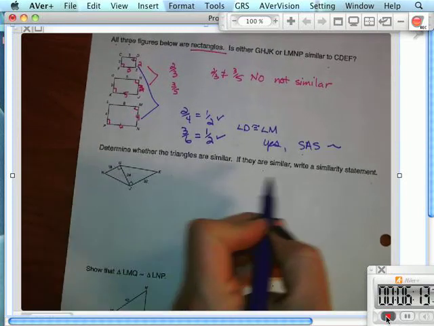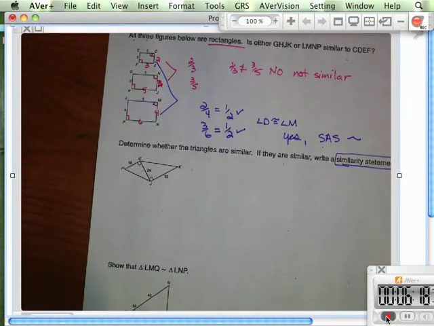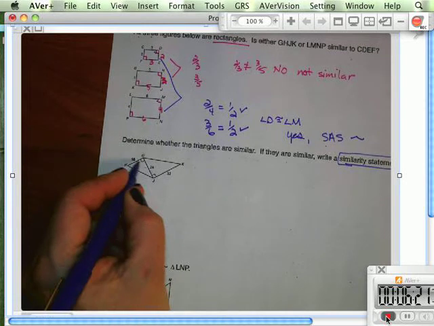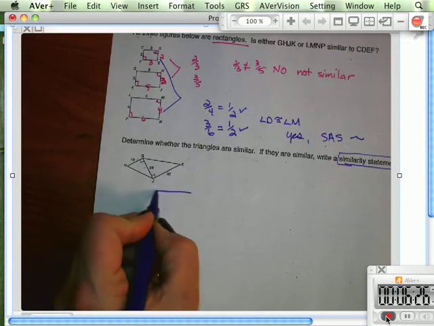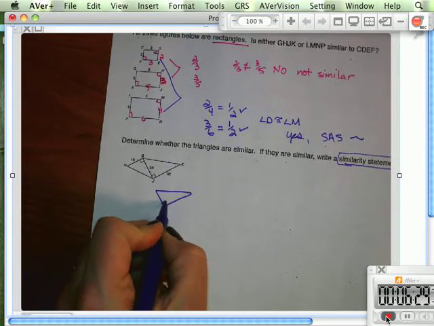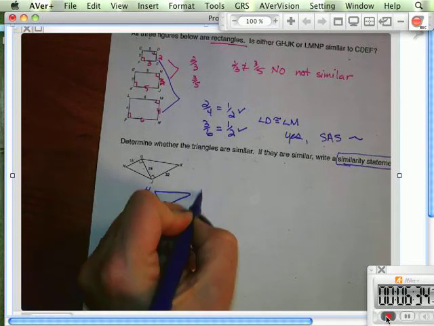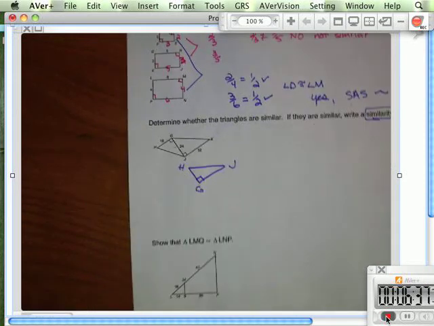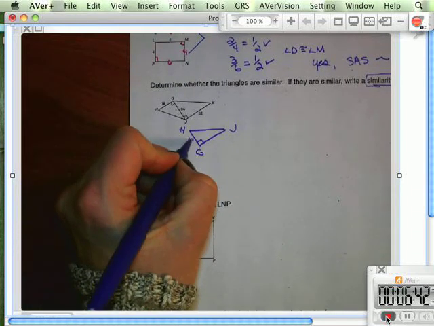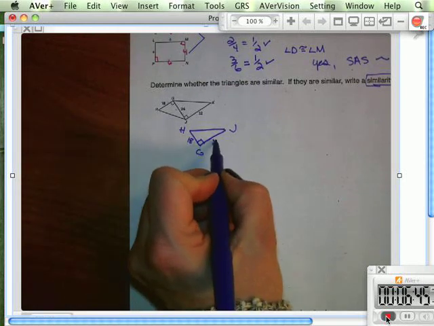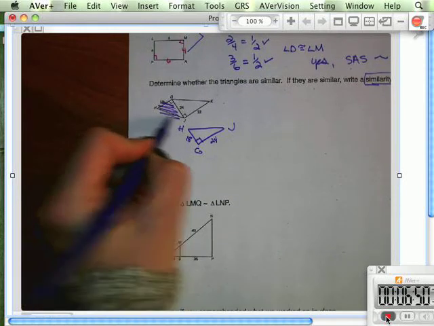Determine whether they're similar and write a similarity statement. Okay. This is kind of funky to look at if you ask me. I'm going to redraw this triangle so it's in the same kind of direction as this one. So I'm going to draw it right here. And this is G, this is H, this is J. The other thing I know is that between G and H is 18, between G and J is 24.